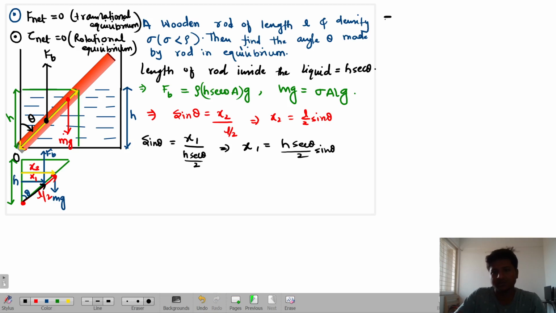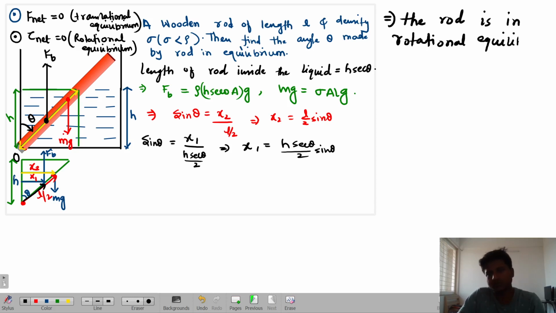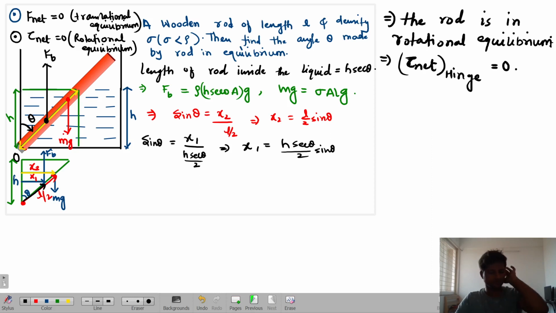Since the rod is in rotational equilibrium, what will happen? Net torque will be zero. Net torque about the hinge will be equal to how much? Zero. Are you able to get me or not?